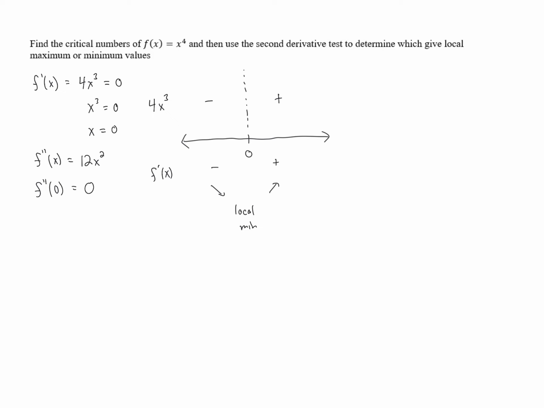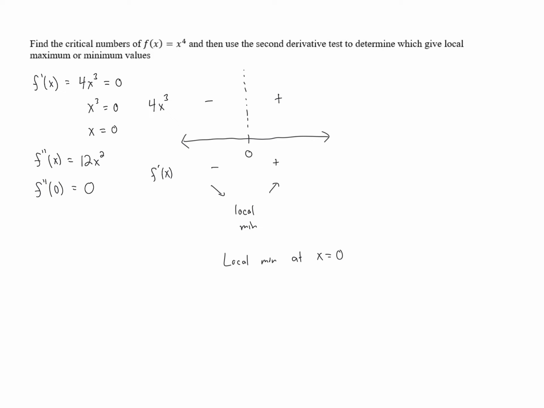And so the second derivative test didn't tell us anything. The second derivative test failed, but the first derivative test tells us that we have a local minimum at x equals 0. So this is just an important example that shows that the second derivative test might fail, but that doesn't mean there's not necessarily a maximum or minimum.